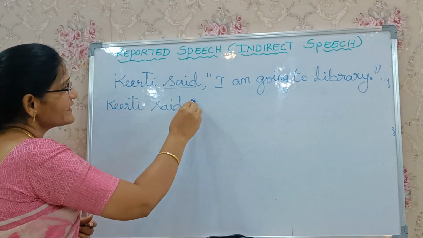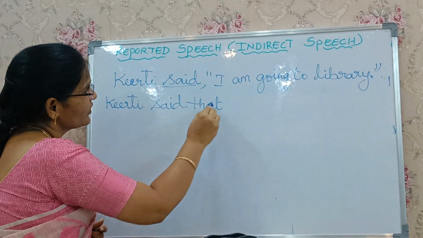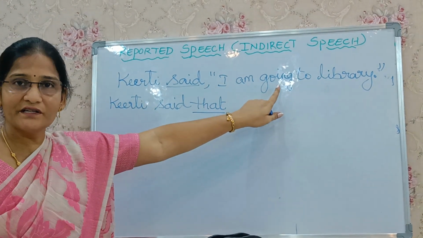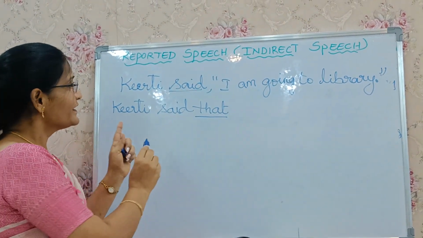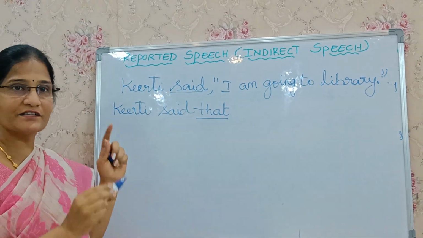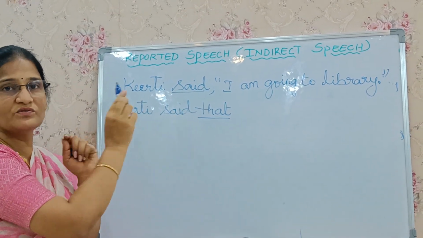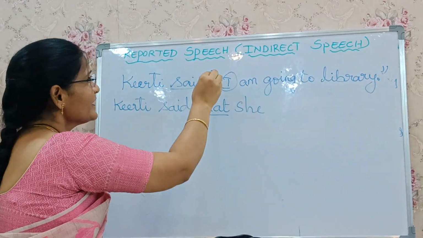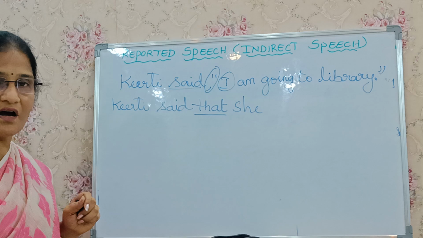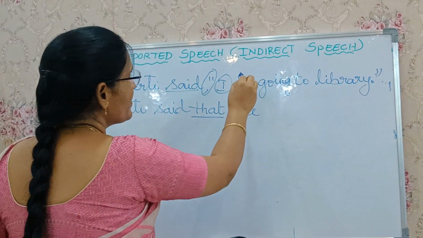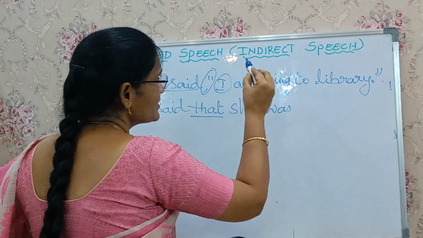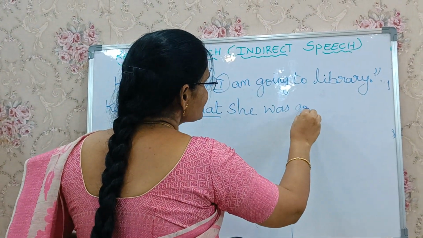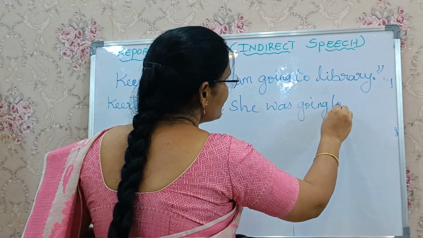Okay, so Kirti said that. That is the link word. The linker here I am using for statements, in order to link the reporting sentence with the reporting verb. Kirti said that. Kirti is a noun, accordingly the pronouns also must be changed: she. So now I changed here. The comma and inverted commas are removed. And next is the verb am. Am changed to was. I told you the present goes to past. Am going changes to was going to library.